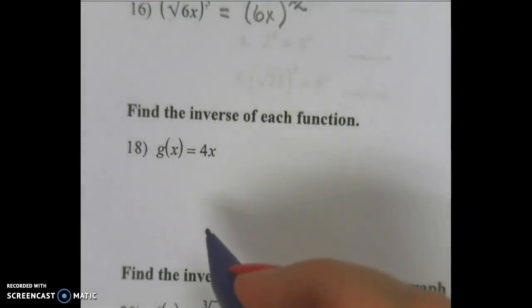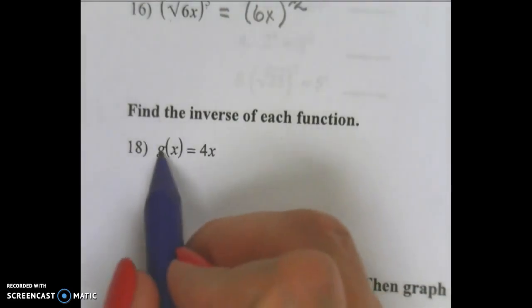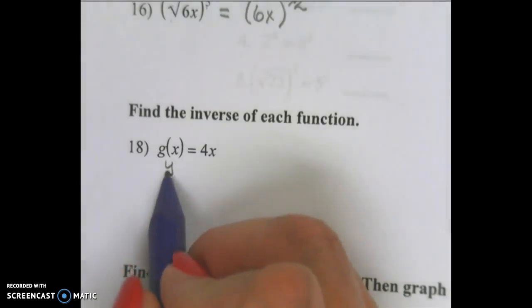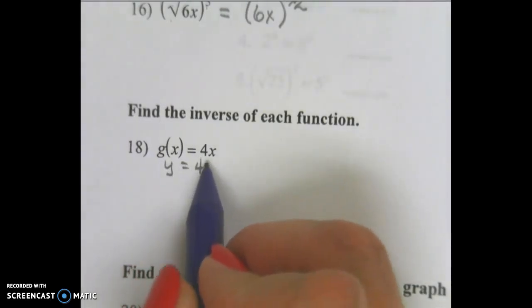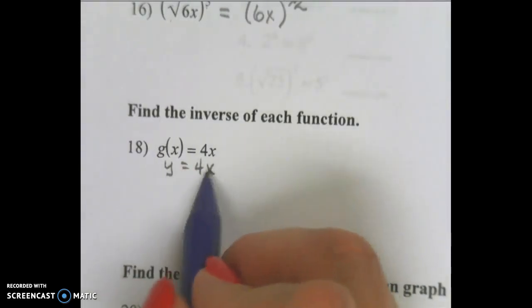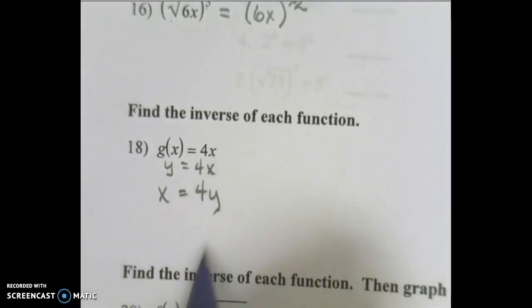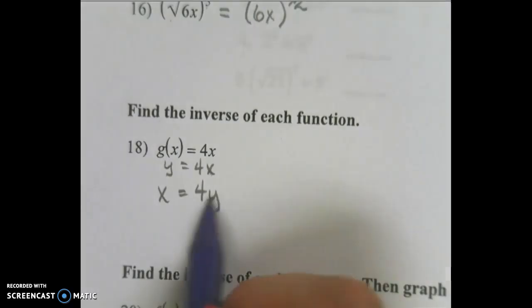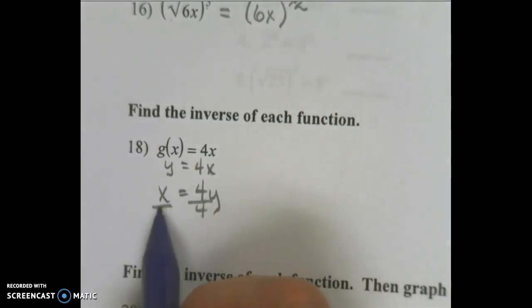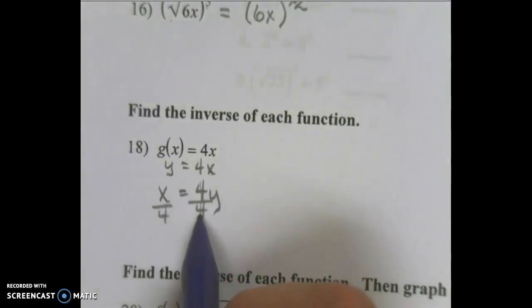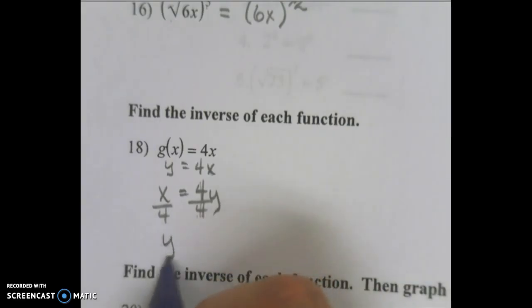Now, our next area is writing the inverse function. I gave you 3 steps. First thing, use this g of x and change it to a y. Now swap the x and the y. Third step, solve for y. So I have to divide by 4 because that says multiply. That cancels. So I get y equals x over 4.